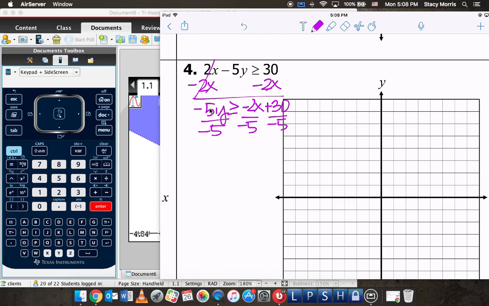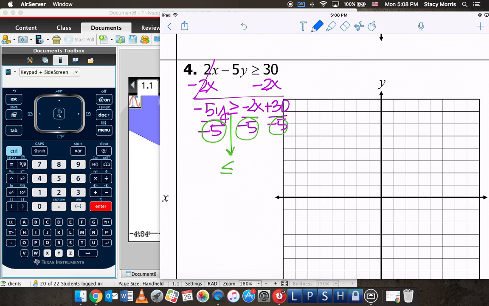Divide every single piece by negative 5. When we divide by a negative, the most important part is that we remember to flip our sign. We're dividing by a negative, so this sign is going to become less than or equal to. We have to flip that sign over. And then we simplify from there.